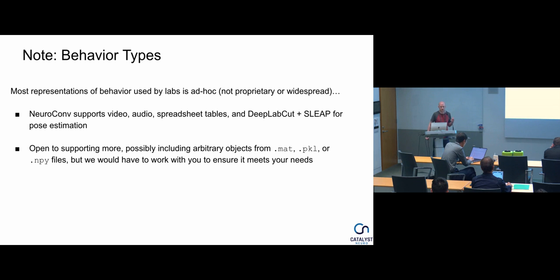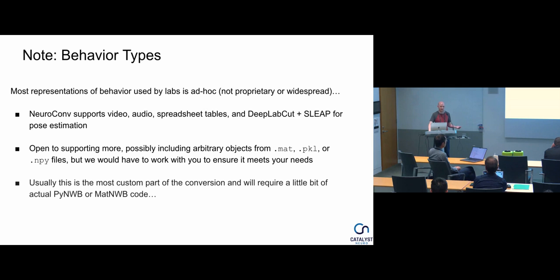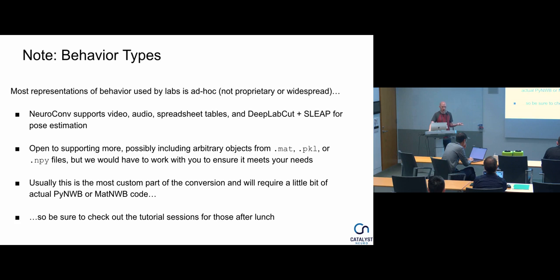Those are the behavioral interfaces that NeuroConv can interface with. Now, we are open to supporting more, possibly from .mat files or .npy files, but what we really need for that is use cases to ensure that we design something that actually meets your needs in an efficient way. So usually that is the most custom part of any NWB conversion you will do. You can start with NeuroConv to create base files, and then you can append those files with your behavioral streams. But the appending will require a little bit of actual PyNWB or MatNWB code, so be sure to make that tutorial session after lunch. It's the first one once we get back.